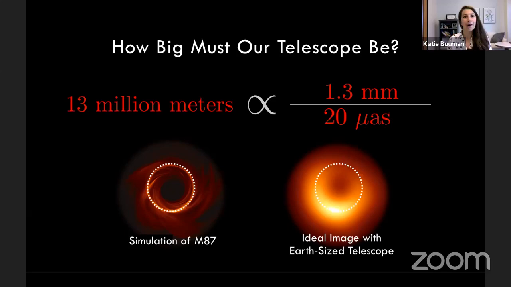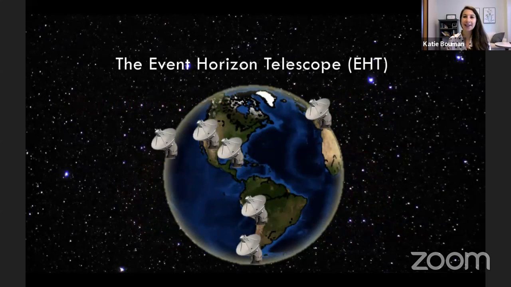Okay, so although building a single-dish telescope the size of the Earth isn't possible, by joining telescopes located around the world, I've been working as part of an international collaboration that has built a computational telescope the size of the Earth, capable of resolving structure on the scale of a black hole's event horizon for the first time. And combining telescopes in this way is called very long baseline interferometry, or VLBI. So it's just an interferometry technique, but over Earth-sized baselines. So how exactly does that work?